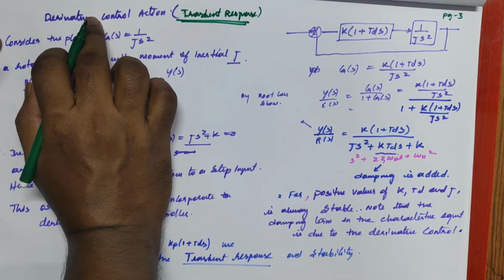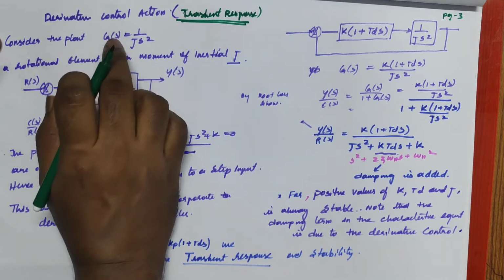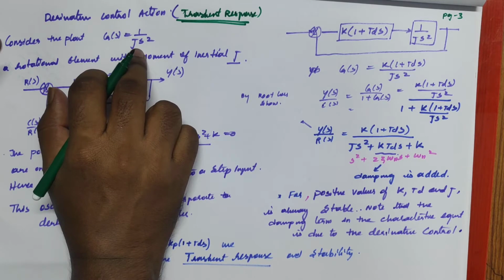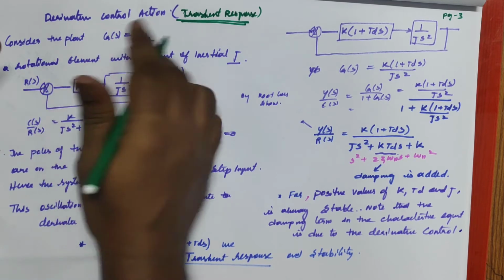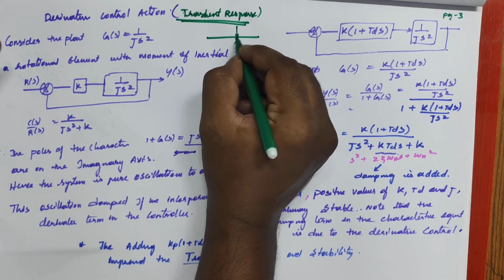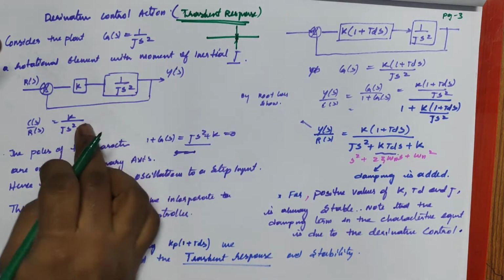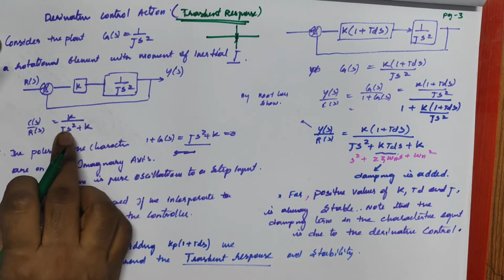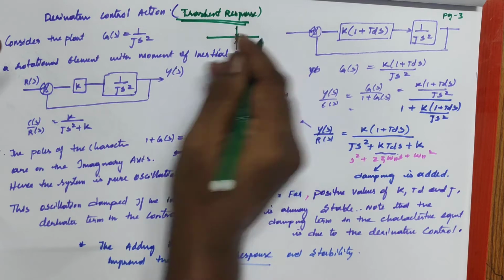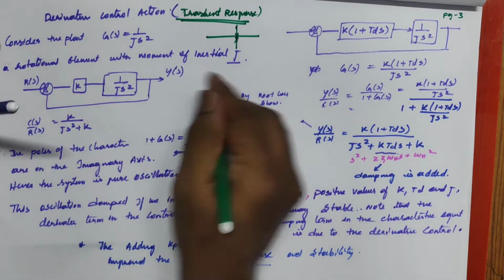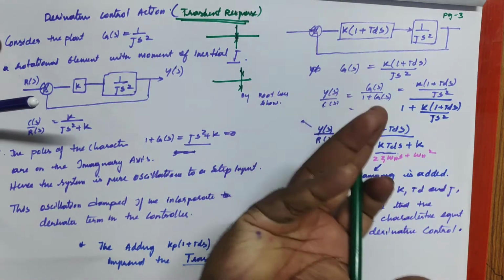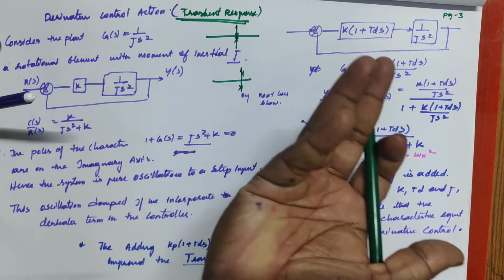To explain the action of derivative, I take a system having two poles at the origin. By seeing the system, we can straight away say the system is unstable. Why? Because there are two poles at the origin. This is the open loop system. If I have the closed loop system, the characteristic equation gives poles on the imaginary axis. If the poles are on the imaginary axis, they are not stable, so you get marginally stable.